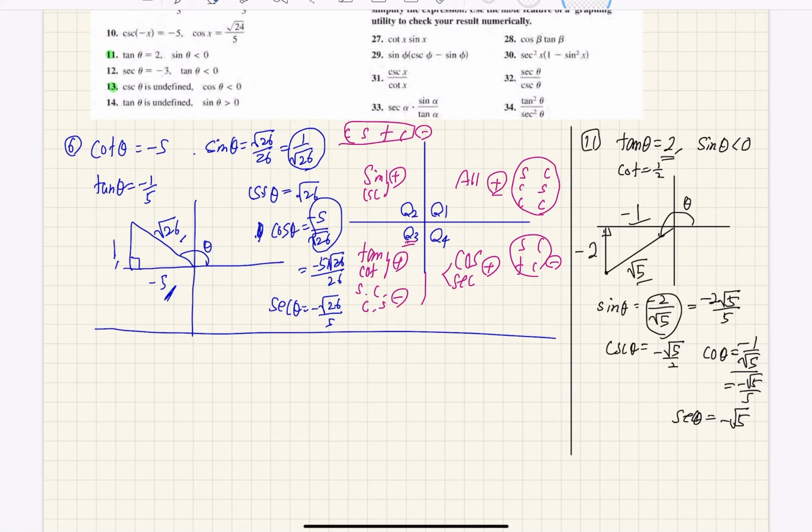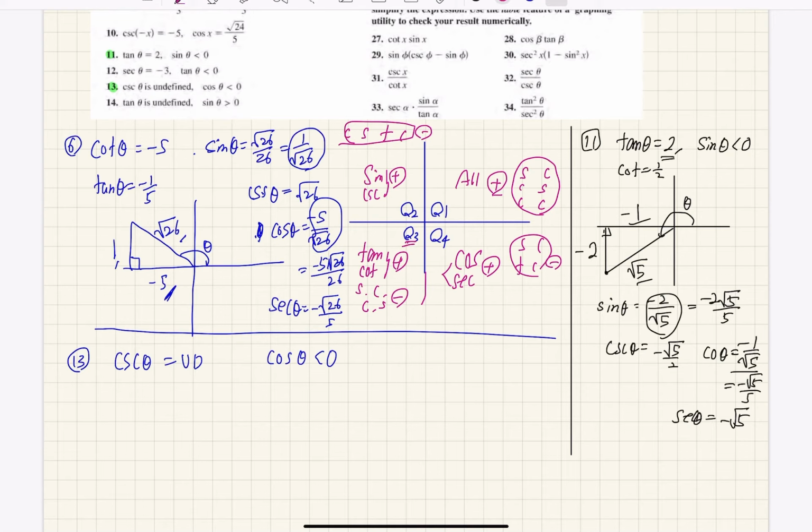Next question. Question number 13. Cosecant theta is undefined, and cosine theta is negative. This question is kind of different from the other questions. Cosecant is undefined. All right.